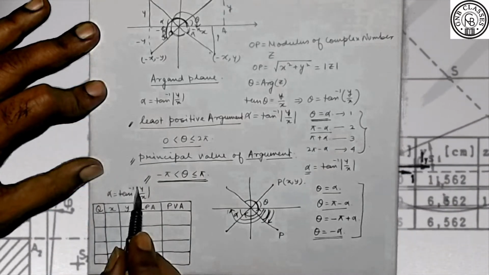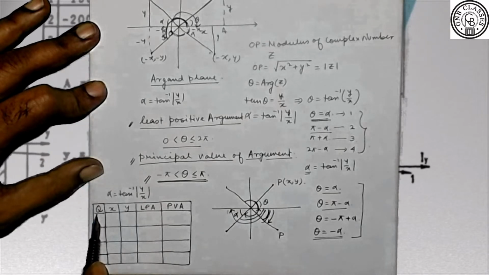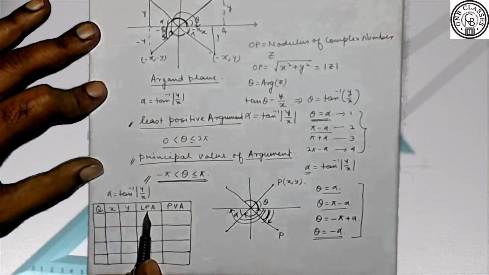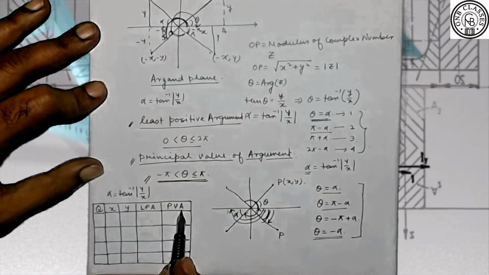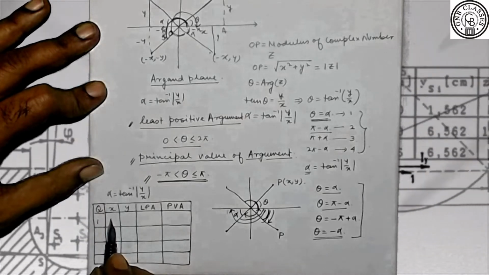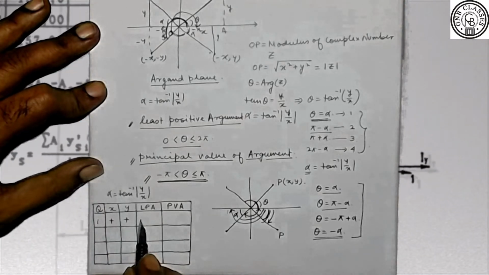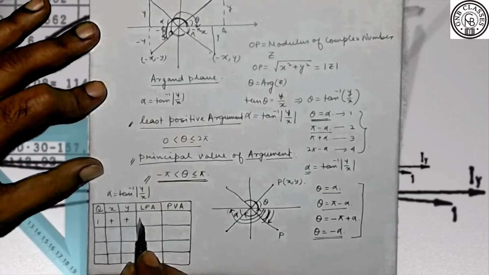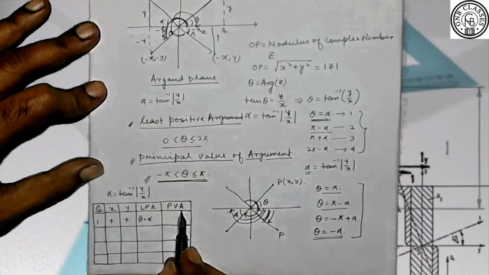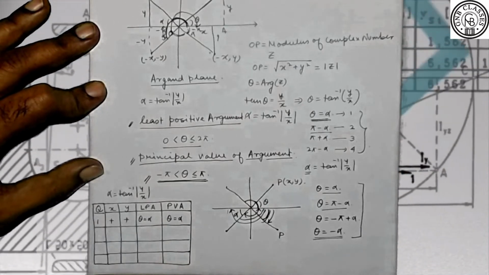Here alpha is tan inverse mod of y by x. Okay. Q represents the quadrant. X and y are the coordinates. LPA means least positive argument. PVA means principal value of argument. Now in the first quadrant, when x is positive and y is positive, the least positive argument is theta equals alpha. Principal value of argument in that case also is theta equals alpha.